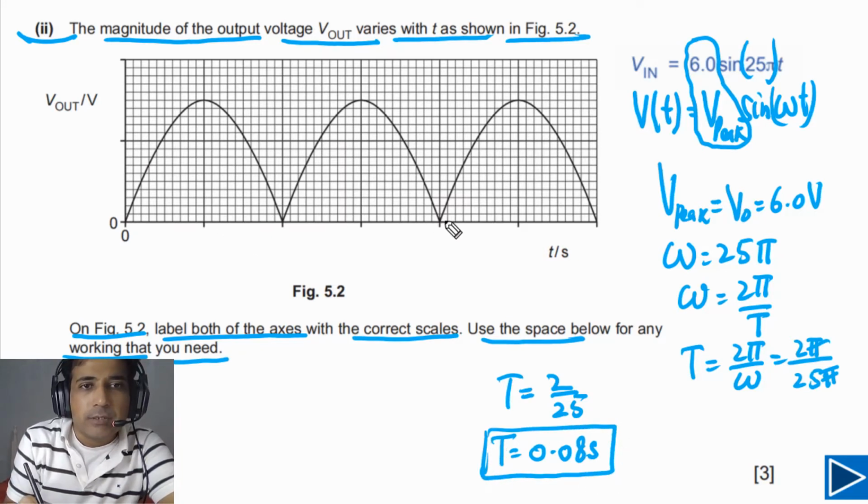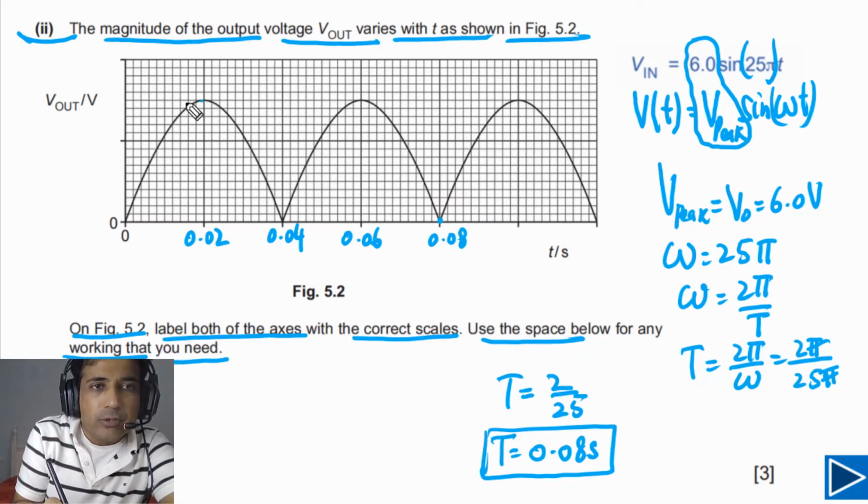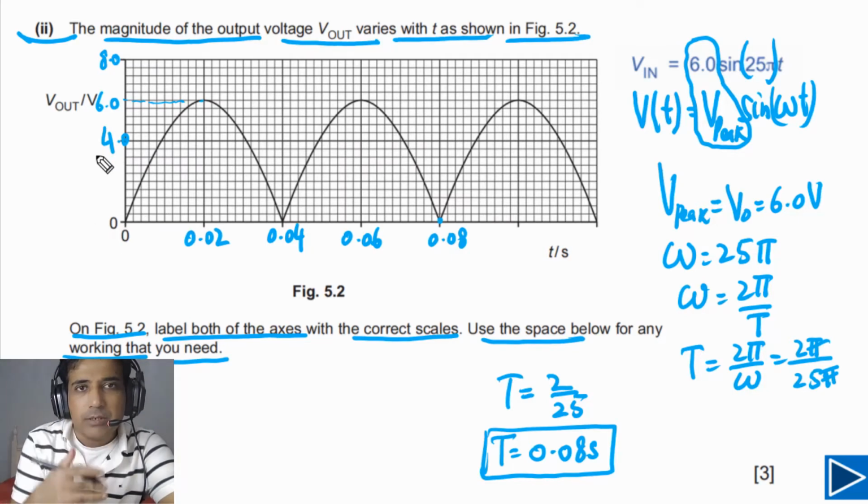In this case, one time period is this. So we can label this one 0.08, and this one will be 0.06, this one 0.04, and here we can label 0.02. Now the peak value of the voltage is given. The peak value is 6.0, and this is halfway, so this one we can say will be 4, and this one will be 8.0. So this is 4.0, and this one we can label 0. So this is how you can label the axis.